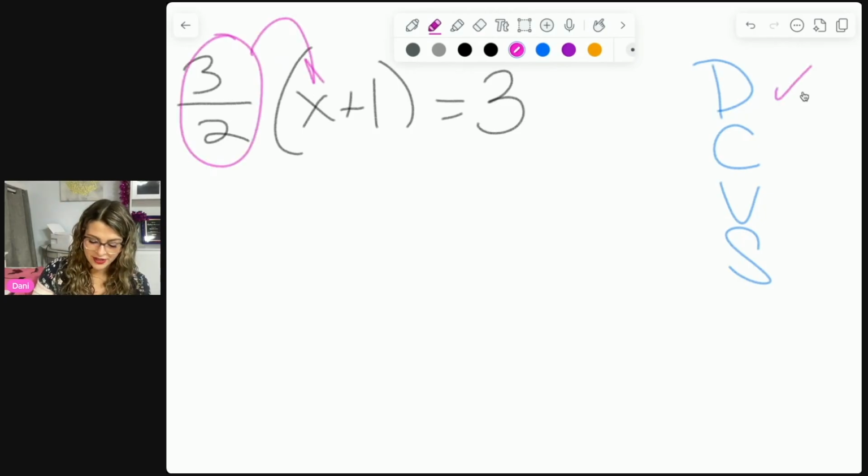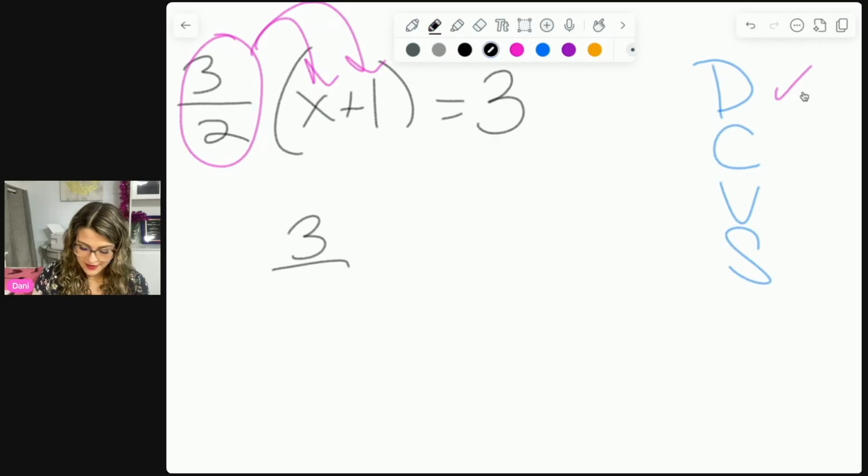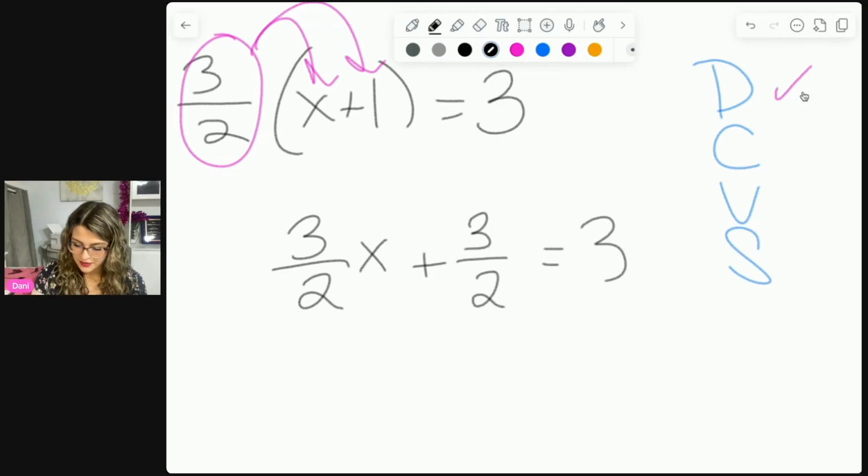Take that fraction, distribute it to each of these. So we have 3/2 times x. Remember, that's really like a 1x. So we can make this 3/2 x, or you can make it as 3x over 2. It's the same. Usually you'll see the fractional coefficient out front, so I'm going to leave it like that. And then 3/2 times 1 again is 3/2. And then that equals 3.